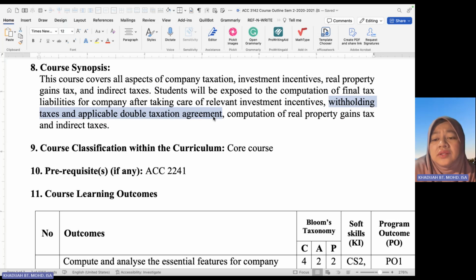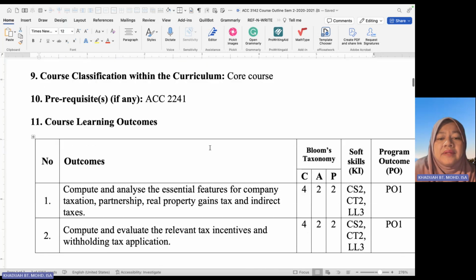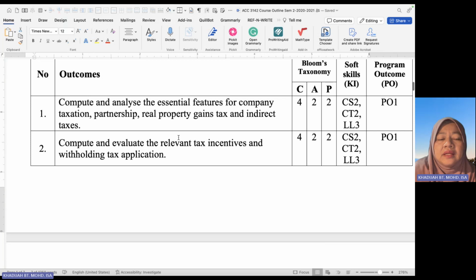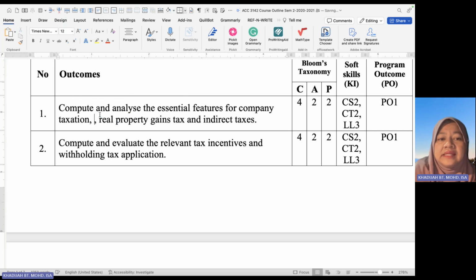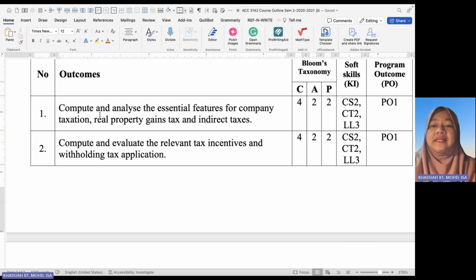Right, so these are the topics that we're going to look into for these 14 weeks. Then we'll have a tutorial for each topic, and assessment as usual. At the end of the day, we're looking at how to compute and analyze the essential features of corporate tax. Again, let's delete your partnership. And then looking at RPGT and indirect taxes.